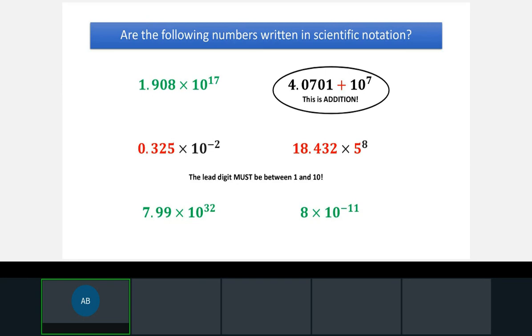Students hopefully were able to explain because there's addition there. This one does not have a lead digit between 1 and 10. And this one not only does not have a lead digit between 1 and 10, it also does not include a power of 10.